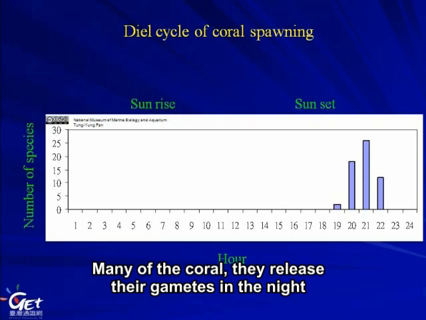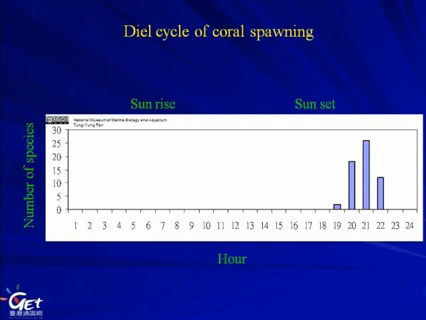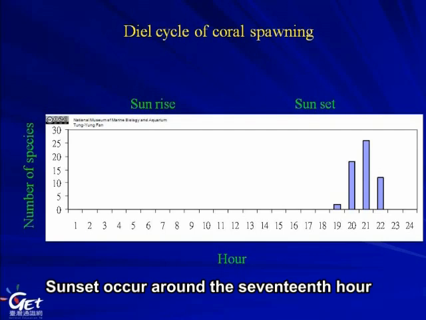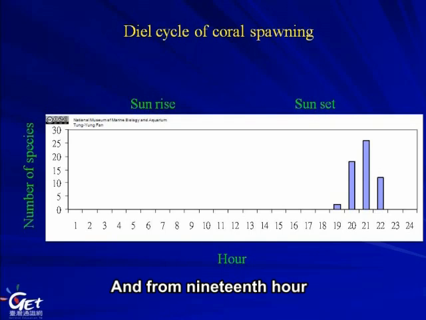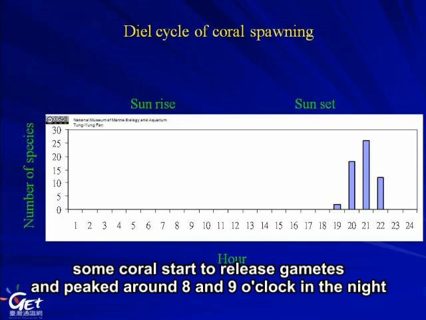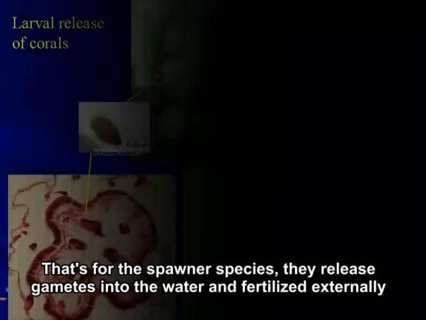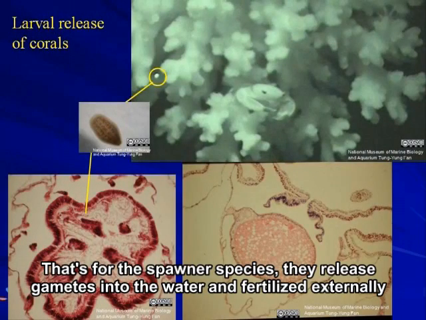For the diel cycle of coral spawning, many corals release their gametes at night. The sunset occurs around 17:00. Then from 19:00, some corals start to release gametes and peak around 8 and 9 o'clock at night. So that's for the spawner species. They release gametes into the water and are fertilized externally.